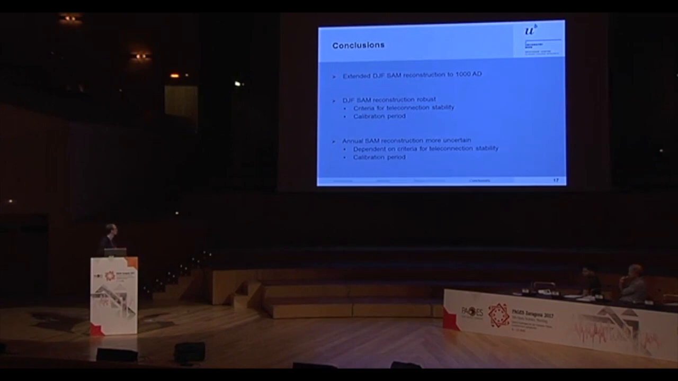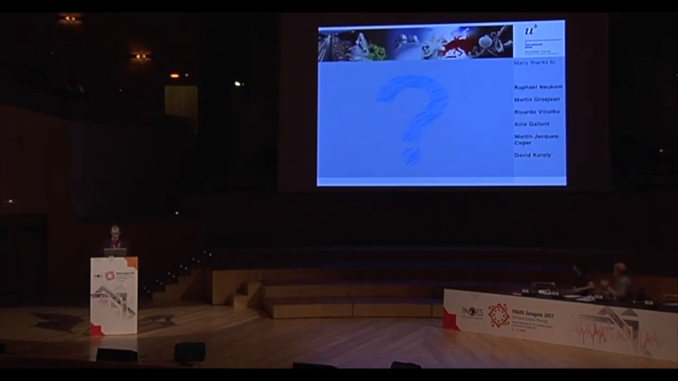Okay, I'll finish with, as I said before, some conclusions. We have the extended SAM reconstructions for DJF. If you look at the summer SAM reconstructions, they're really robust. They do not really depend on the choice of the calibration period and also the criteria for teleconnection stability we imposed on it. Whereas for the annual SAM reconstructions, things look a lot more uncertain. Thanks a lot.